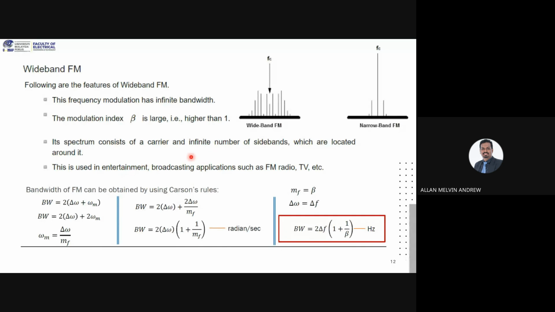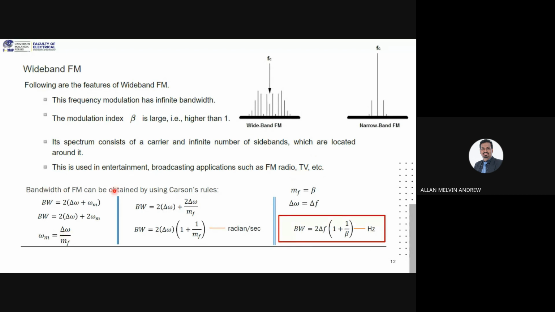Broadcast applications like FM radio. Even our FM radio in the car varies from 88 megahertz until 108 megahertz. So it has a very wide range, and you can put channels in between. Let's say a channel is 96.4 FM, so that channel can use that particular frequency. A lot of channels can be in between. Even TVs, etc.